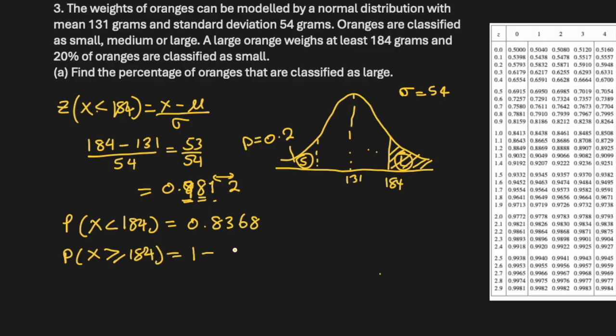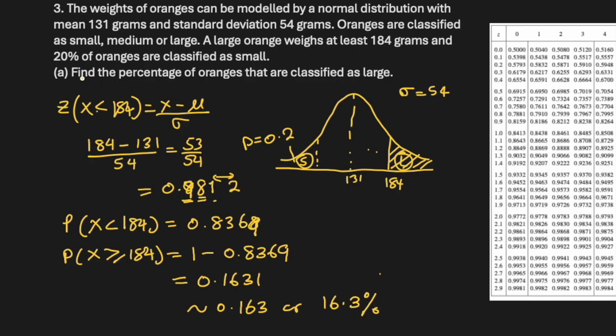But we want probability of X being greater than or equal to 184. We'll write 1 minus 0.8369. We decide 9, right? 9, which is 0.1631. It didn't make much difference because we have to write three significant figures, 0.163 or 16.3%. That's what they say. Find the percentage, and percentage is 16.3.